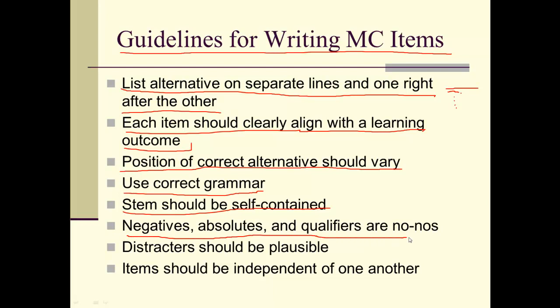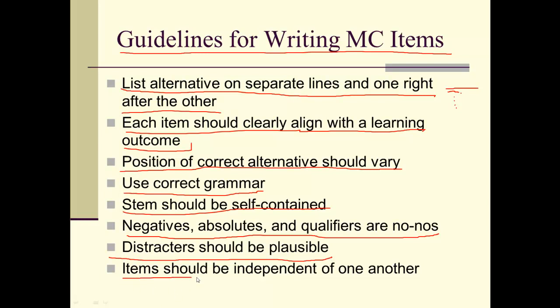Negatives, absolutes, and qualifiers are no-nos. We don't want to give them the answer. And certainly you don't want to write questions that are obvious as to which answer is correct. And that leads into, like we said before, your distractors ought to be plausible. They could maybe fit, but you want to make that student work for that answer and know that material so they can get the right answer.